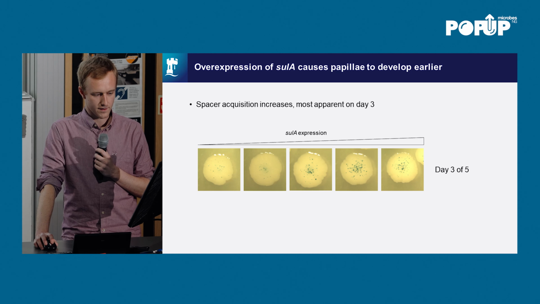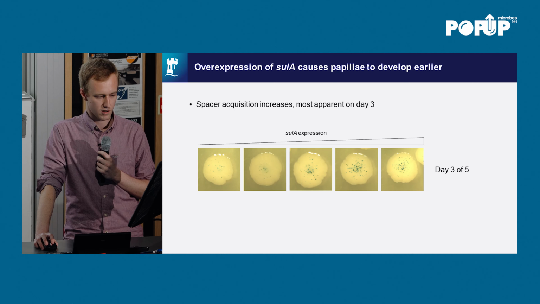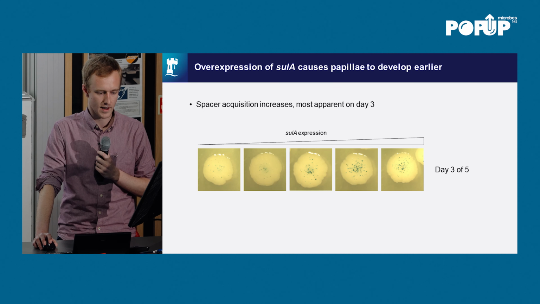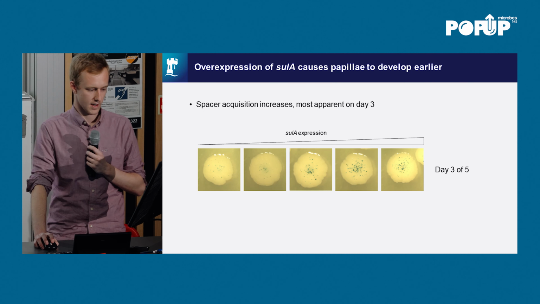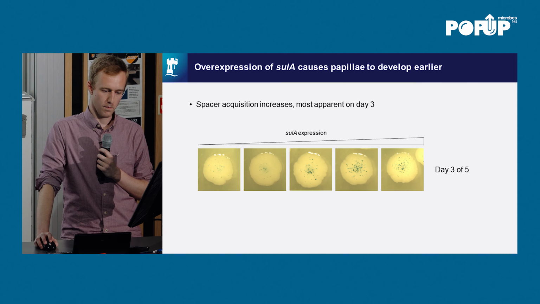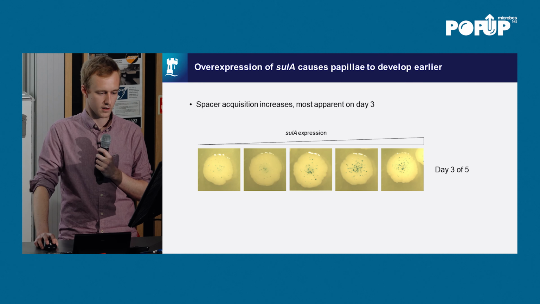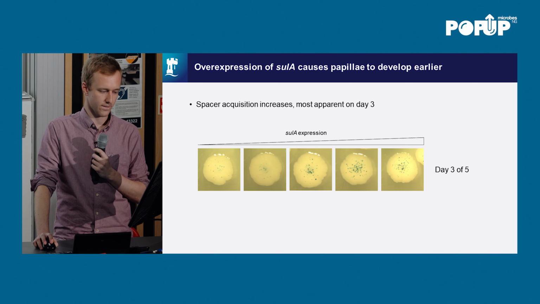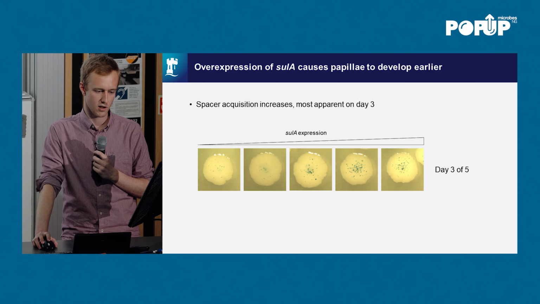So I wanted to see what happens if I overexpress this gene in the absence of all other genes of the SOS response. So I cloned it into an inducible vector and performed population assays, and the rate of CRISPR adaptation increased, but it was most apparent on day 3 of day 5. So this shows that when I'm overexpressing SulA, the CRISPR adaptation events are arising earlier in the colony's life cycle.